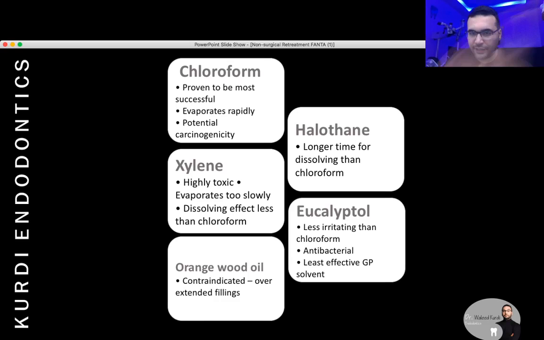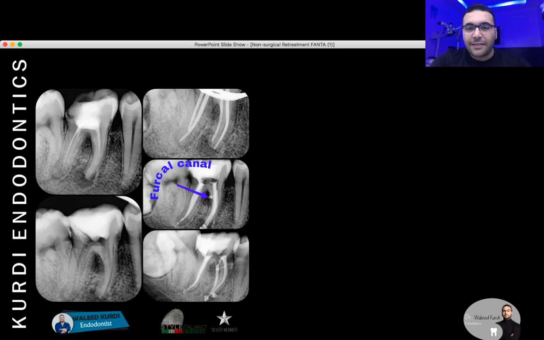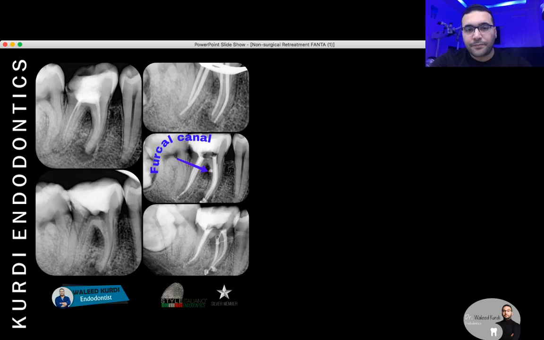Here are some solvents, if you are going to use them, and some of them are even carcinogenic, and I know that some are using these gutta-percha solvents. I'm not against it, it's up to you. For me, I don't use them, and I know that in Europe it's prohibited to use chloroform, but in USA and Asia and Africa nothing is prohibited. Anyhow, again we have some retreatment cases.